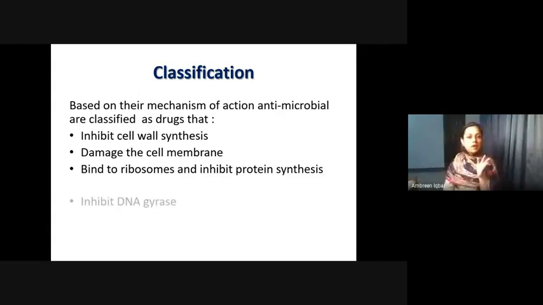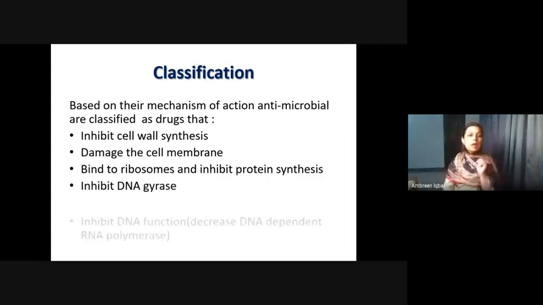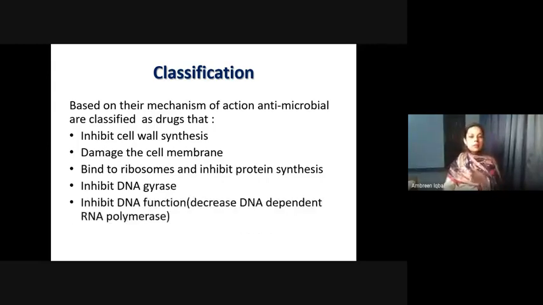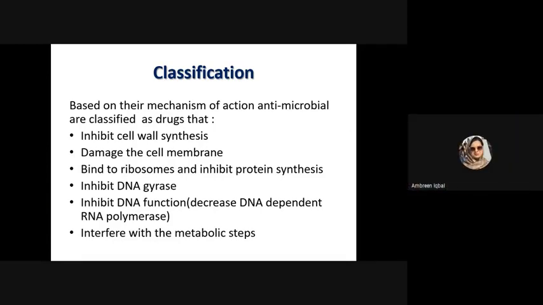There is a certain class of drugs that inhibit DNA gyrase activity, so they inhibit the replication, transcription, and translation of the DNA. Some drugs inhibit DNA functions by decreasing DNA-dependent RNA polymerase activity. Some drugs interfere with metabolic effects, like sulfonamides, which are very effective in interfering with the metabolic synthesis of folic acid in the bacteria.